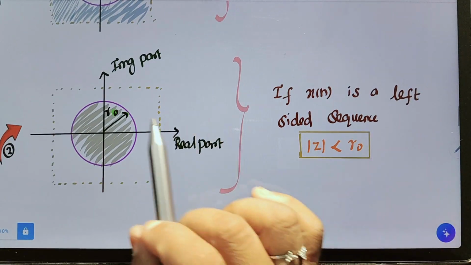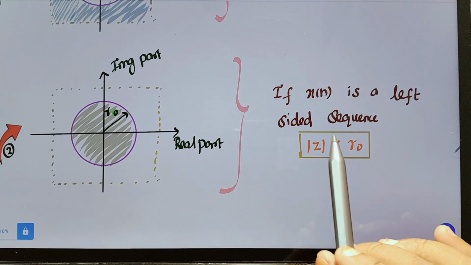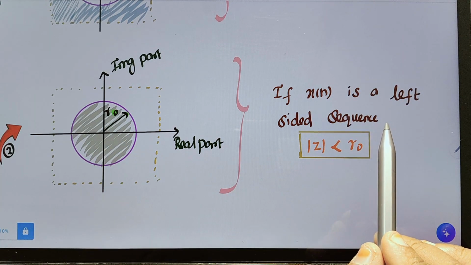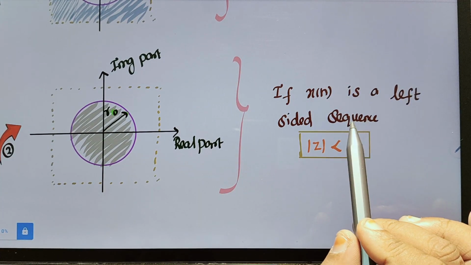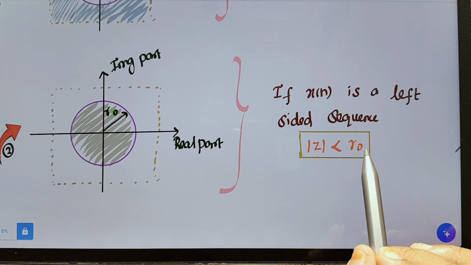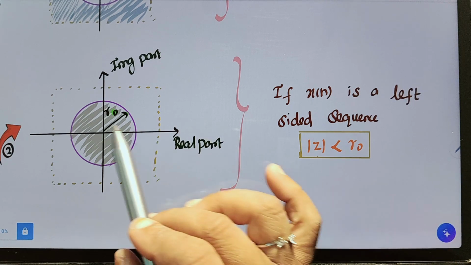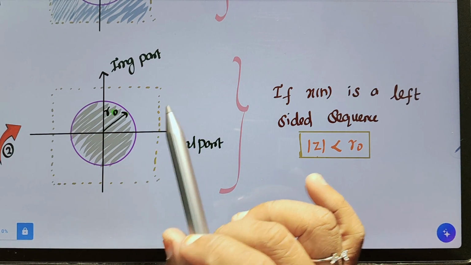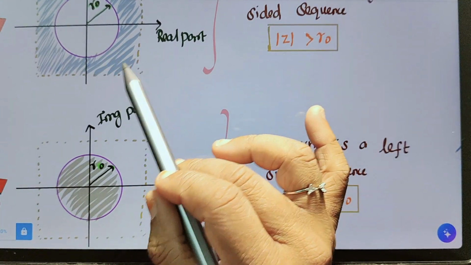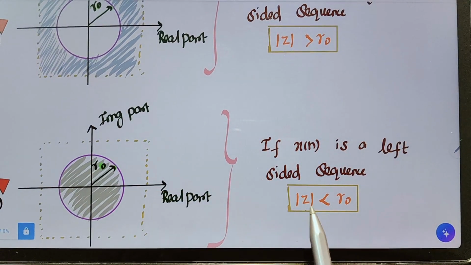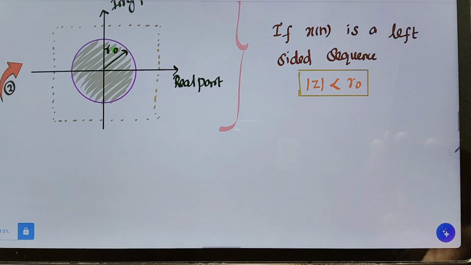Next, the same diagram, but only the shaded part varies. If x of n is a left-sided sequence, left-sided means on the negative side of the timeline, then modulus of Z less than R0. Less than means the shaded part is on the inner side. If greater than, it means the outer side. Here modulus of Z is less than, so the inner side is shaded.